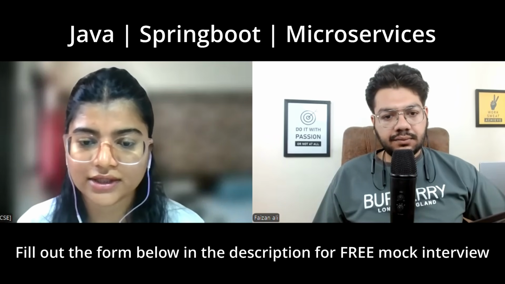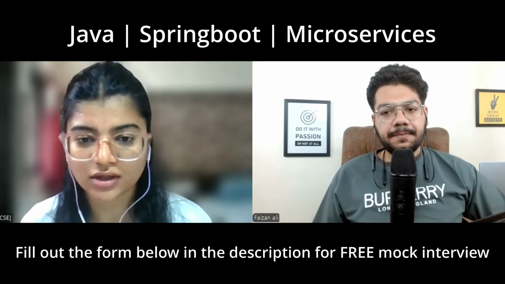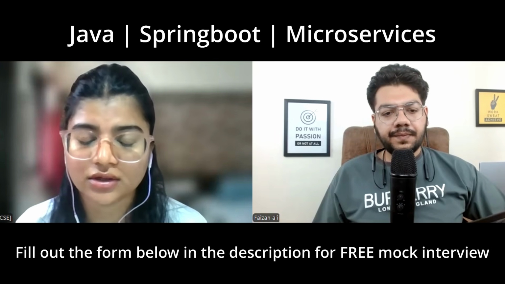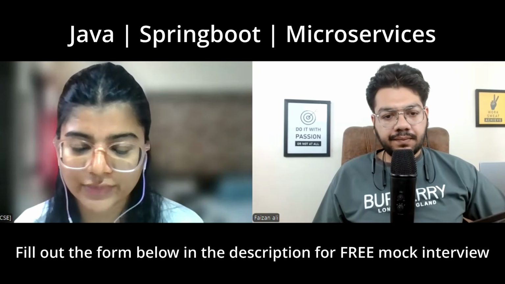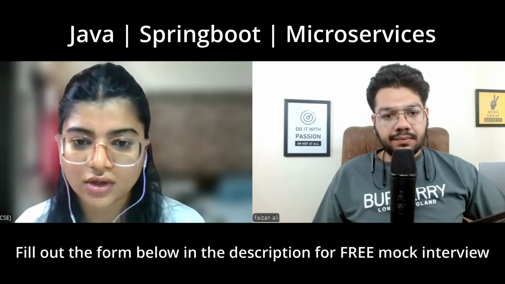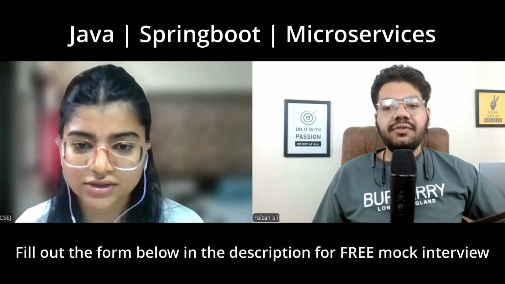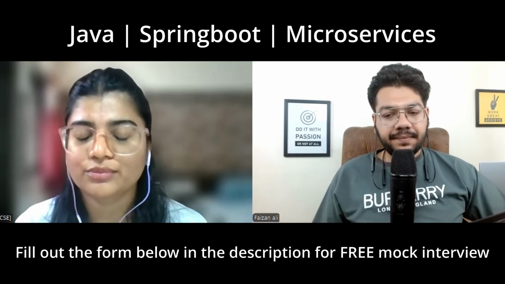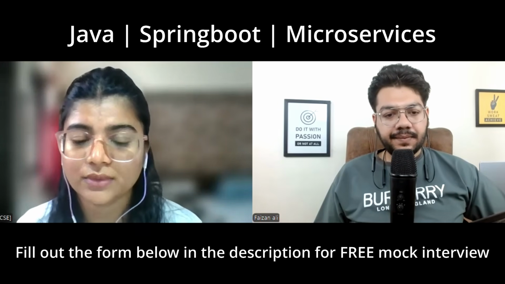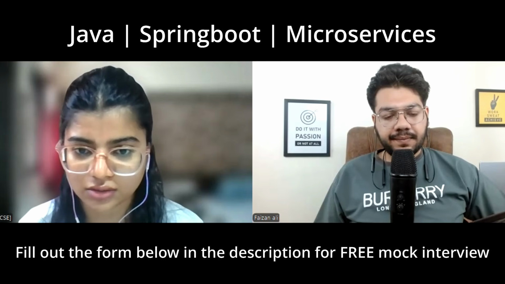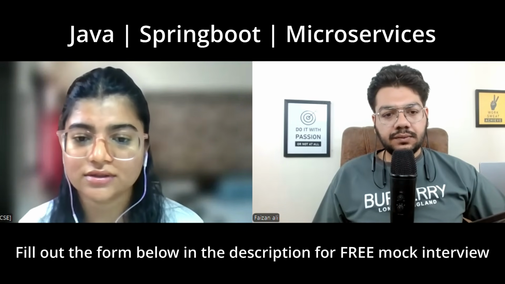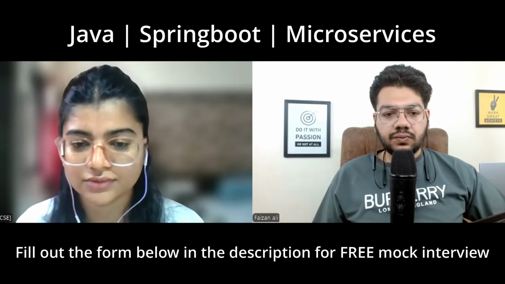So get is for retrieving data. Patch is for just updating a particular field of the object. What's the difference between patch and put? So basically put updates the whole object, and patch updates only the particular field which we are passing.